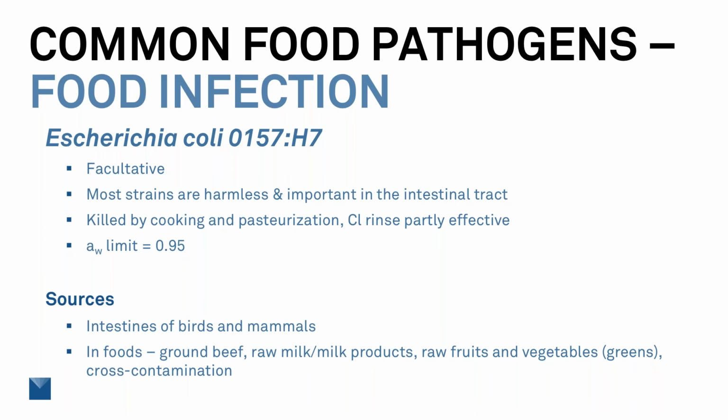So we'll see this in the intestines of birds and animals. In food, we have ground beef, raw milk and milk products, raw fruit and vegetables like the greens, like the lettuce. And cross-contamination is a real issue. We've seen that a lot in the news. Last year, if you remember, all of the lettuce out of Arizona last April had E. coli, and we had to throw all of that away, and I'm not sure they even found what was causing that. I was looking recently, and I didn't see if they'd actually identified where it was. And right now, like I mentioned before, a packing company has a recall for E. coli as well.